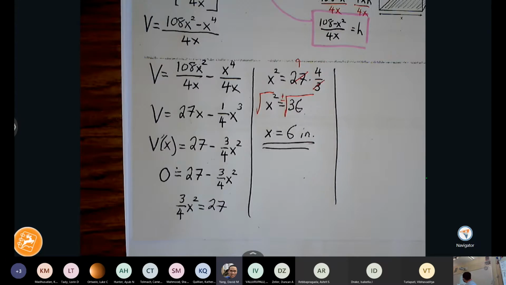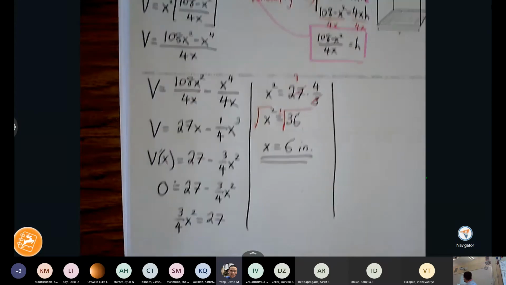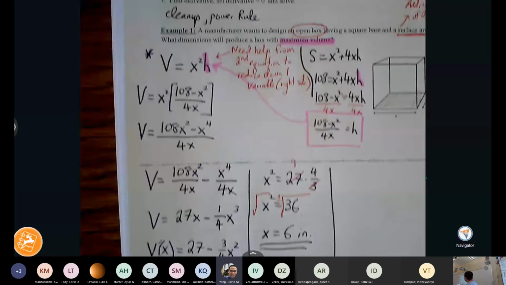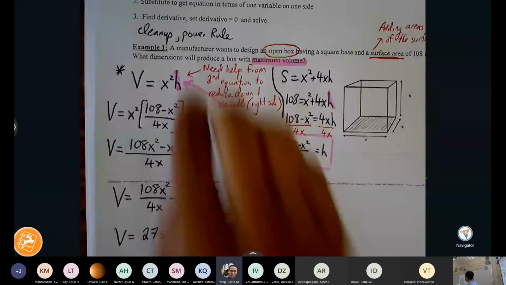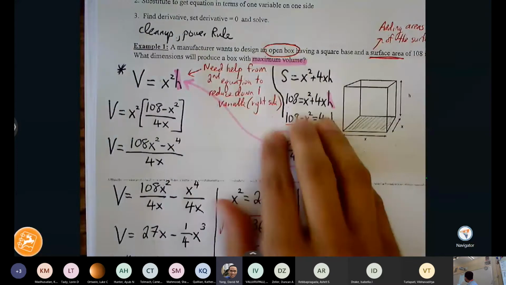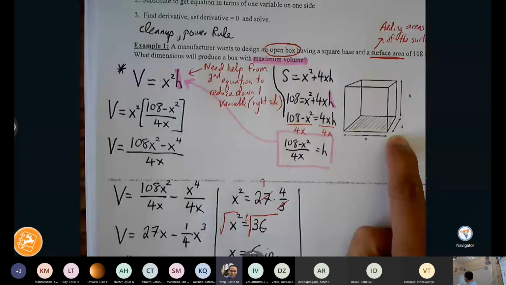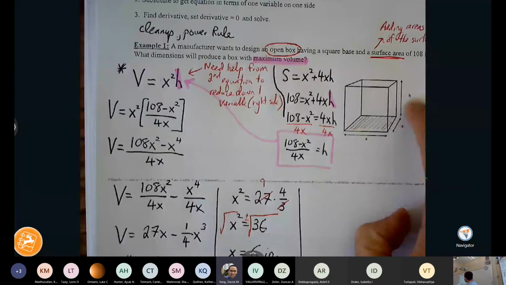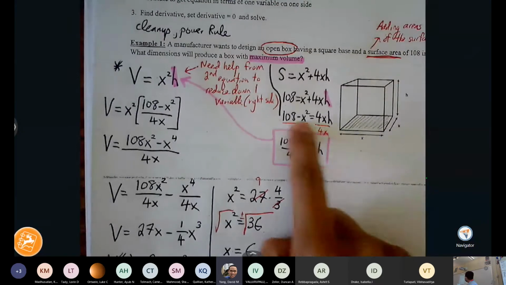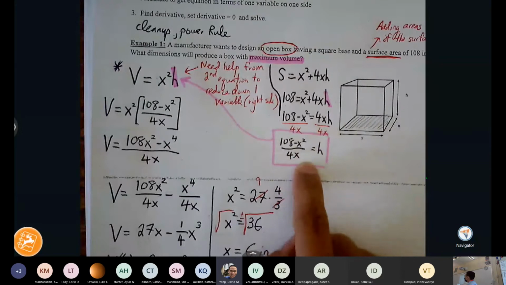Okay, we go back, we read the problem. We have kind of a solution in front of us, but let's make sure we have everything that this problem is asking for. What dimensions will produce a box of maximum volume? So dimensions, we have length, we have width, but what's height? How can we find height? With the, yeah, we have a nice formula, right? We have a nice formula for height, so we just use it.